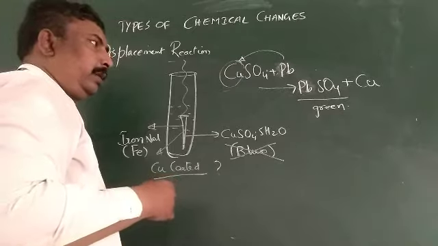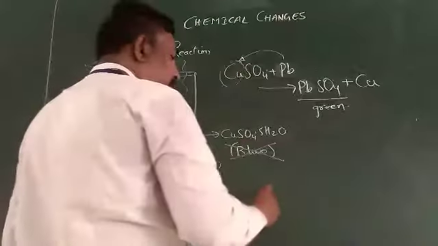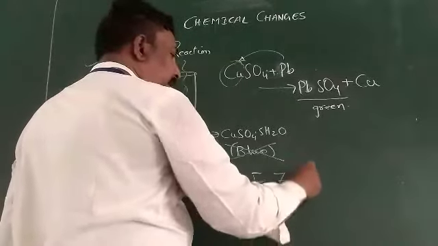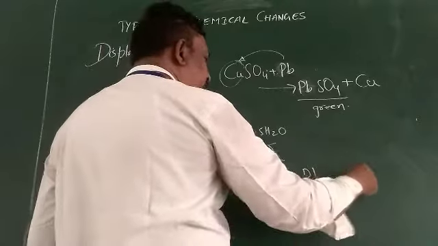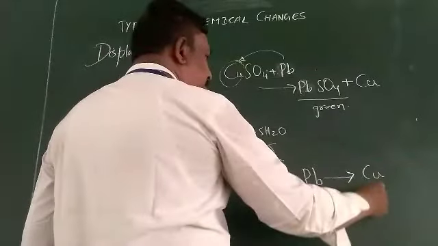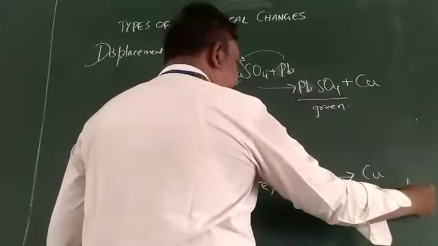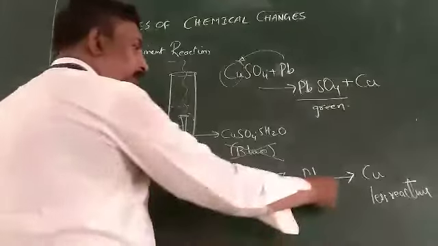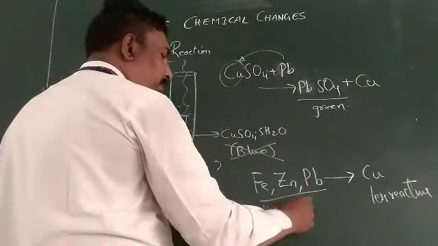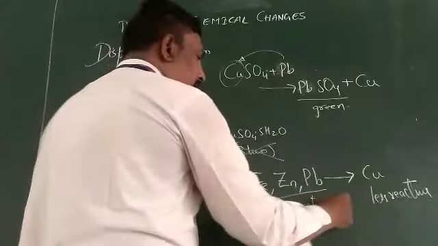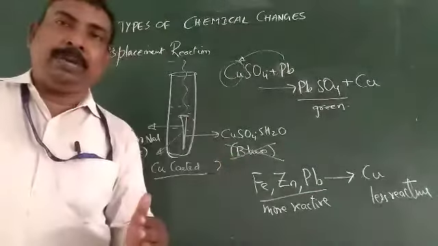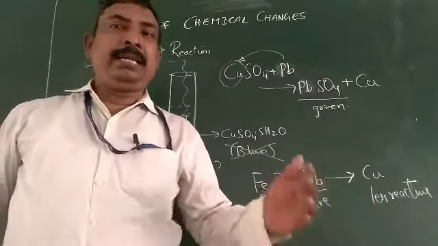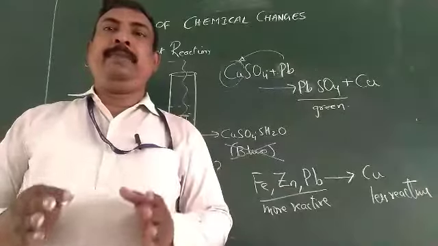occurs. Why? What are the examples we have seen now? Iron, zinc, lead, these all displaced copper. So the copper is less reactive. Copper is less reactive than all these things. These are all more reactive than copper. So the more reactive metals will displace less reactive metal. This type of chemical reactions we will call chemical displacement reactions.